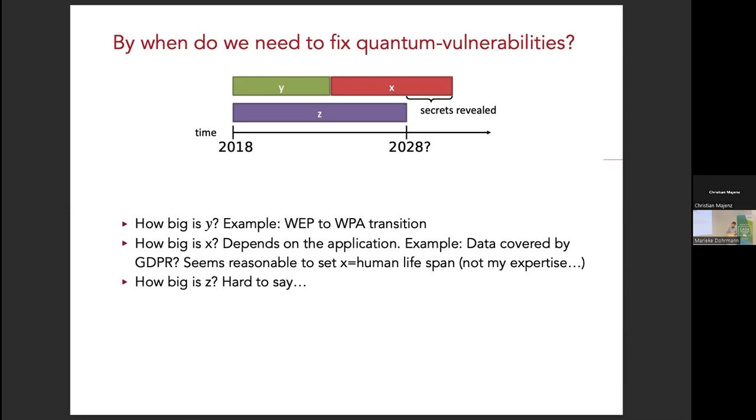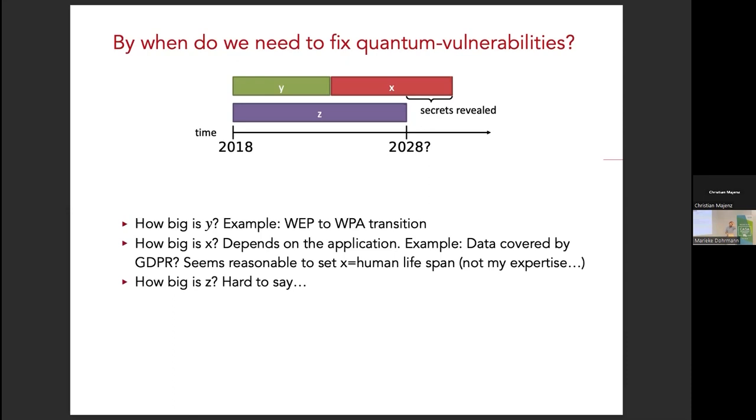So how long is X? Like, how long should we keep our data secure? This is, of course, a soft question and it's not easy to answer. But maybe it's instructive to think about what happens if the data is covered by GDPR. My guess would be, if you want to be sure not to get sued, you want the person about whom the data is to be dead by the time the encryption gets broken. That would mean that we need to set X to a human lifespan. That's, of course, very long. But for other things, it's maybe also easy to get to an estimate. This is, of course, not my expertise, so take this with a grain of salt.